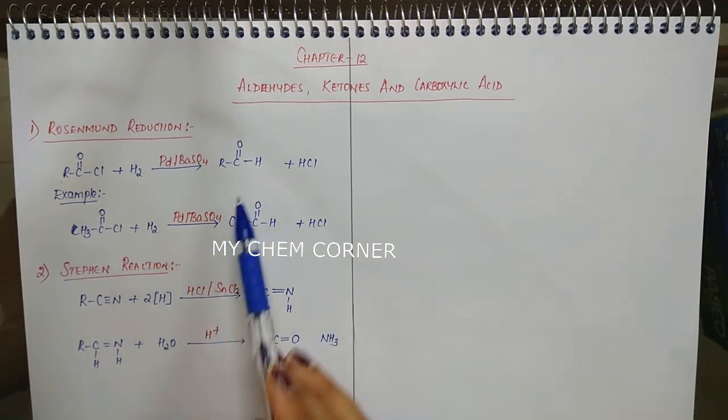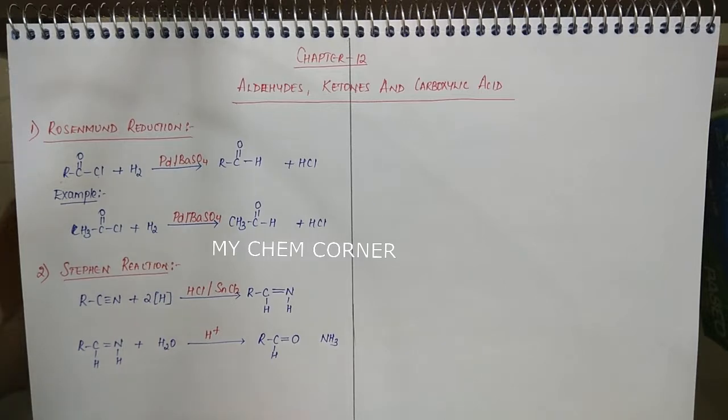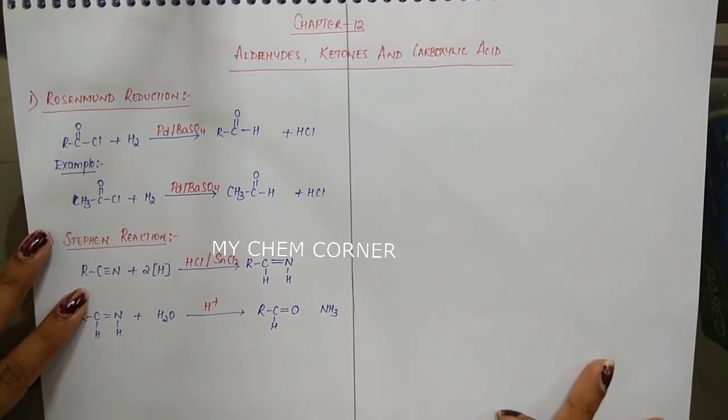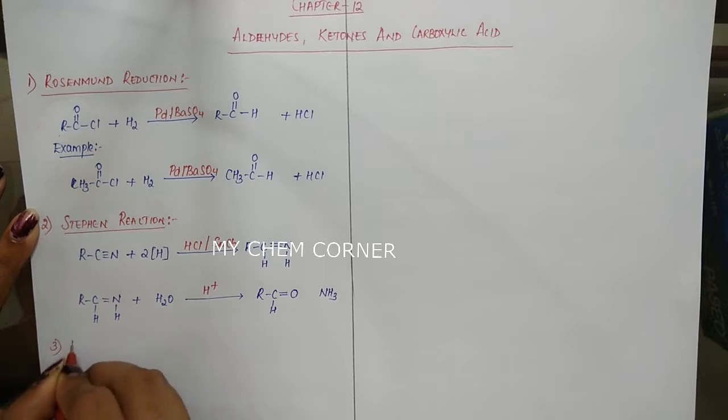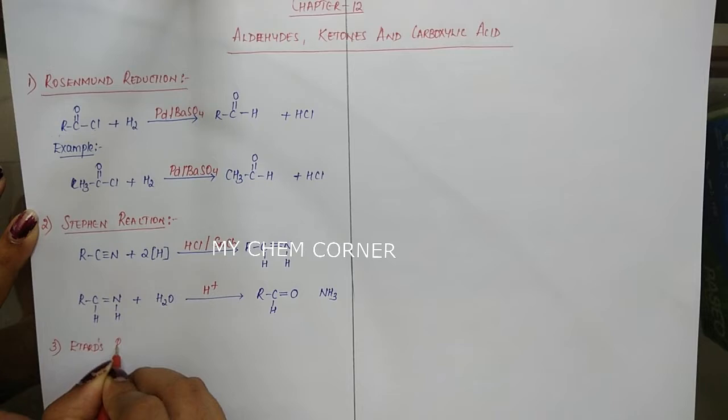So both of these are reductions. Now the next one, the third one, is the Aldol reaction. So let's see how the reaction proceeds.